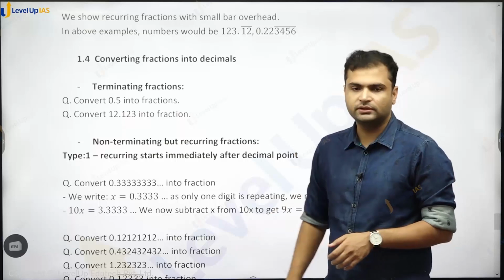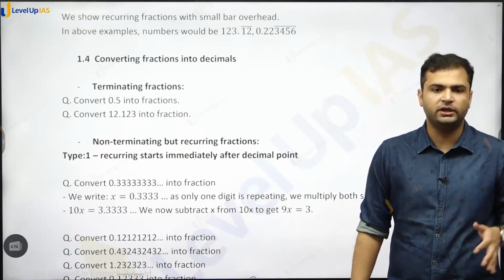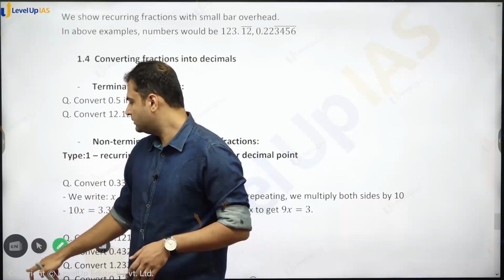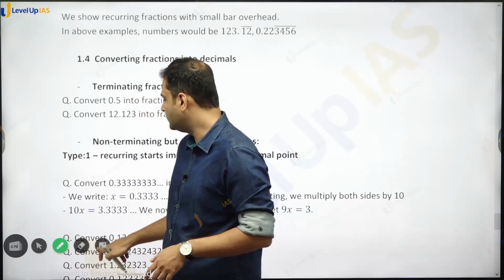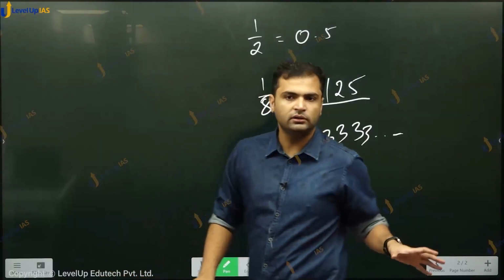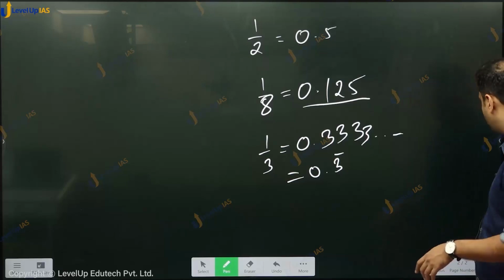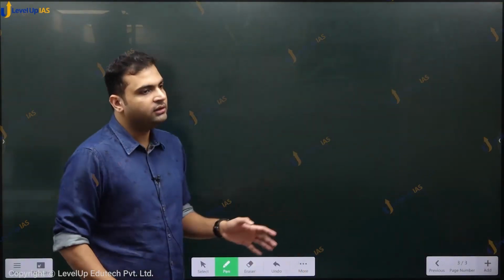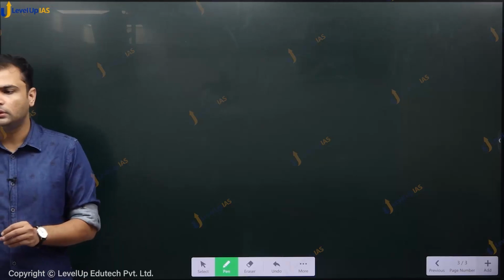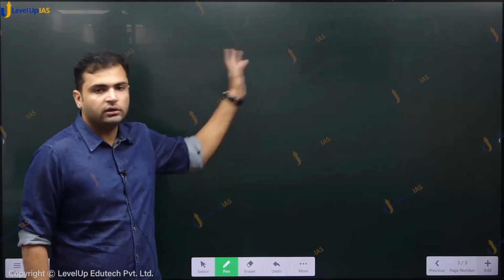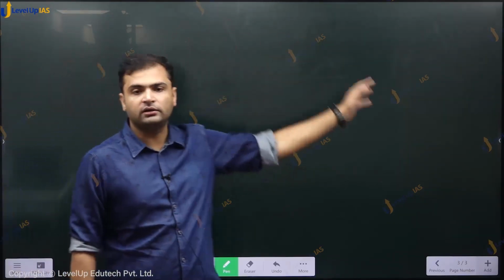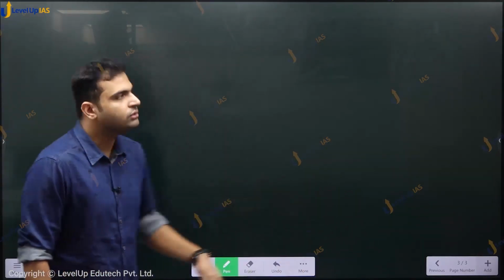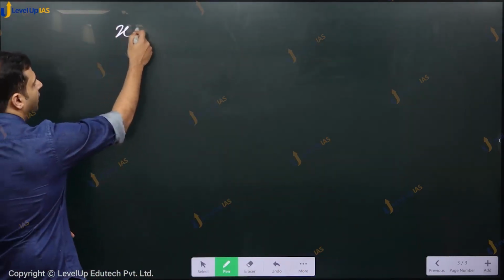The challenge is with the non-terminating fractions, and there we have to make multiple cases. I told you the method how to go about it. Our idea is to get rid of the repeated part after the decimal point. That was our idea.